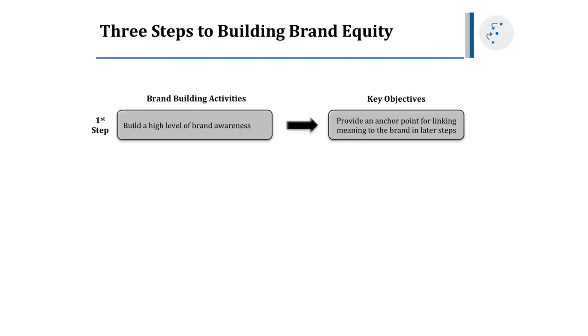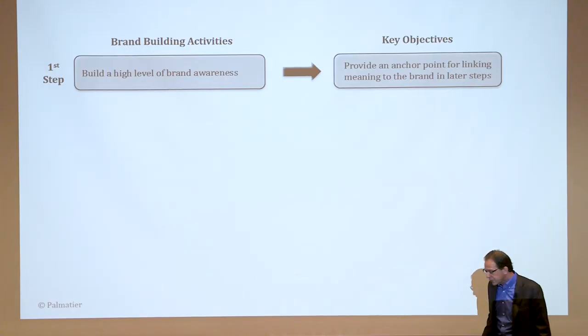So let's think of it. The first thing you want to do, step one, what is the brand building activity? The first thing you're going to do is build a high level of brand awareness. And why are you doing this? This is building an anchor point. Let's go back to our BMW example: you can't start linking James Bond to something until you have BMW locked into people's minds.